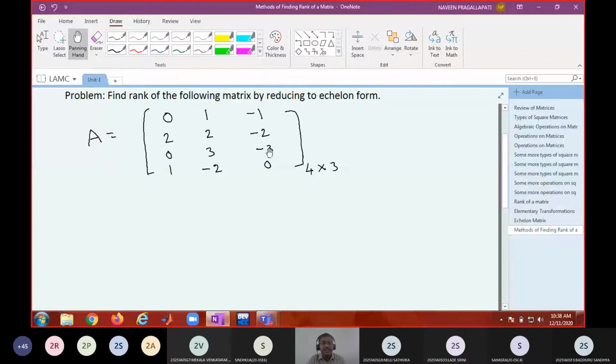Next, this is the 3,3 position. I want to see this as a pivot position, if possible. That means the two positions before it must be occupied by 0. Is that clear? Now, listen carefully. Start with the first row. Whatever procedure I am going to tell, you apply that procedure to the whole sequence, whatever I do first.